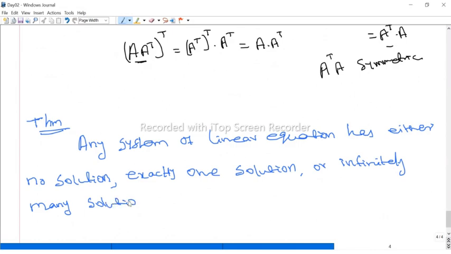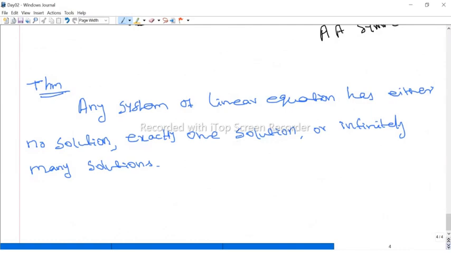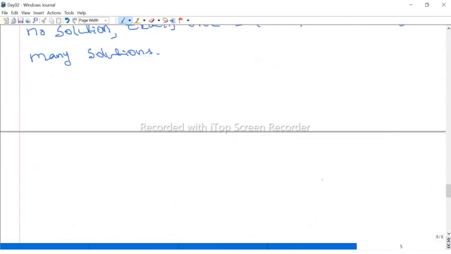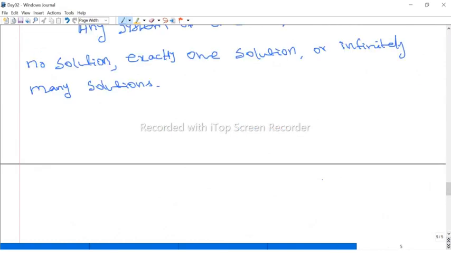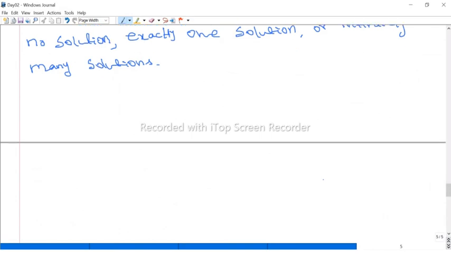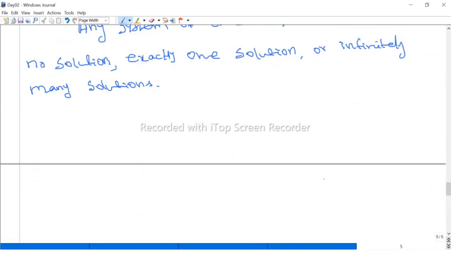Now, how to check the system has no solution, unique solution, or infinitely many solutions, all the things. Maybe I can write here. It's very important, so keep it in mind. Before that, I will say what the rank of a matrix is. You studied in school days that rank is the number of linearly independent rows of a matrix. It is very difficult to understand and find the linearly independent rows.